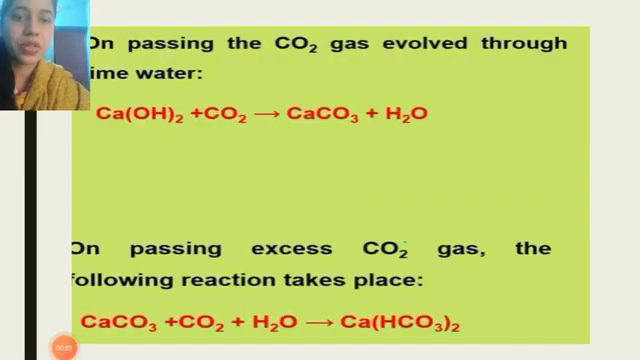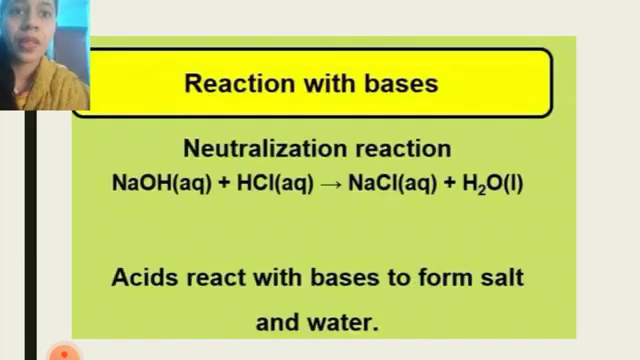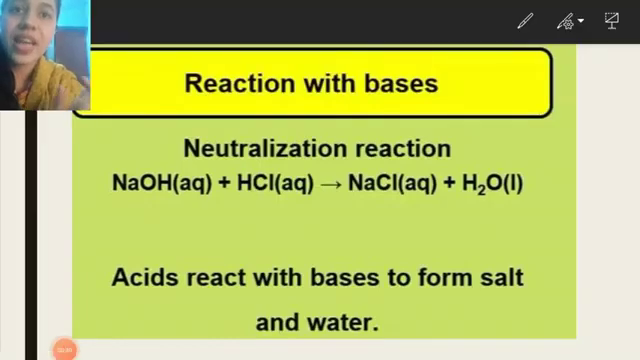The CO2 produced here can be detected using lime water. When CO2 gas is passed through lime water, it forms calcium carbonate and a water molecule. With further passing of carbon dioxide, it forms calcium bicarbonate, which is soluble, so the milkiness disappears and forms a clear solution. Reaction with bases: NaOH and HCl undergo reaction to form NaCl as a salt and a water molecule. Base plus acid gives salt and water.